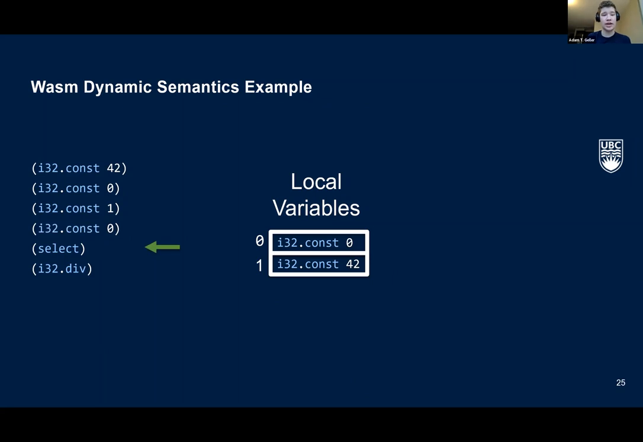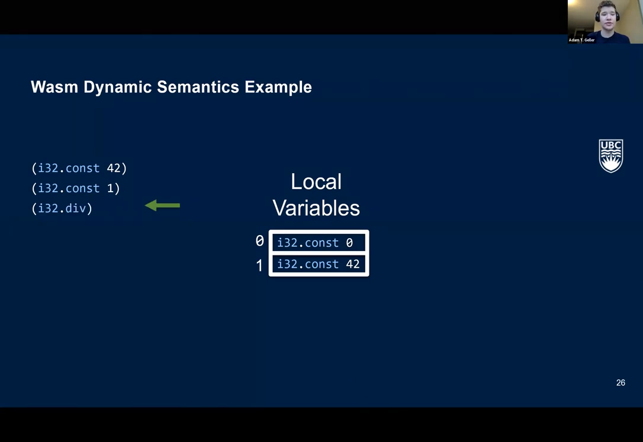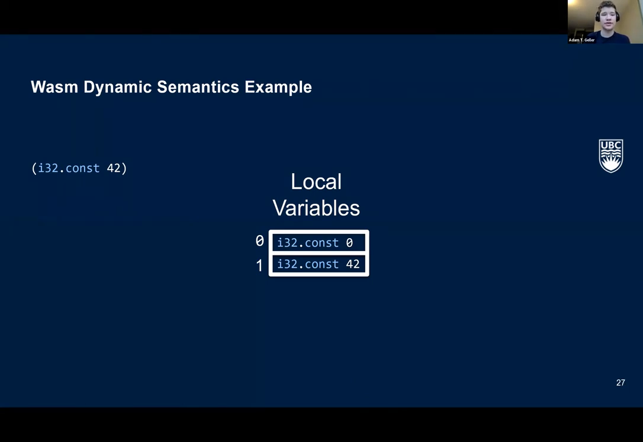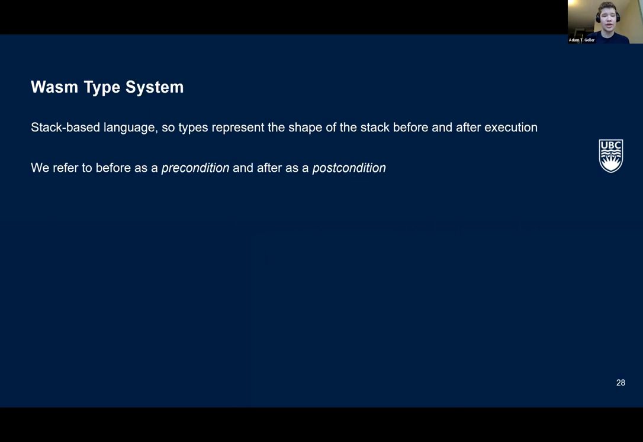And now we come to select. In select, in this case, because the conditional argument, the third argument, is 0, it will select the second argument, which is 1. Now we do the division, and the division succeeds. There's no error. We're happy. And why is the WebAssembly language unable to detect this?